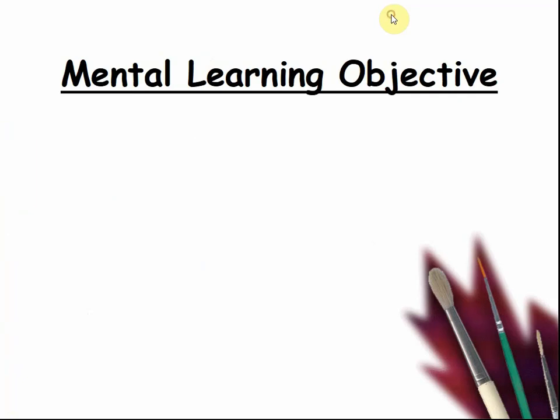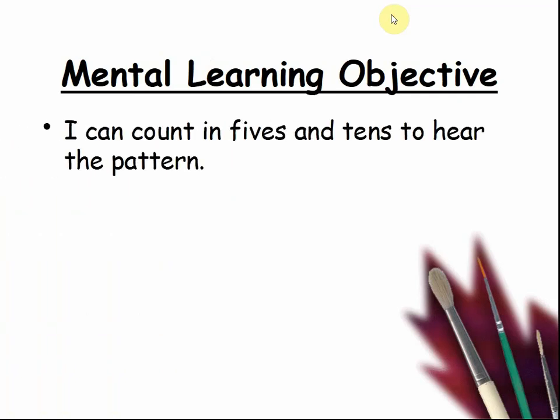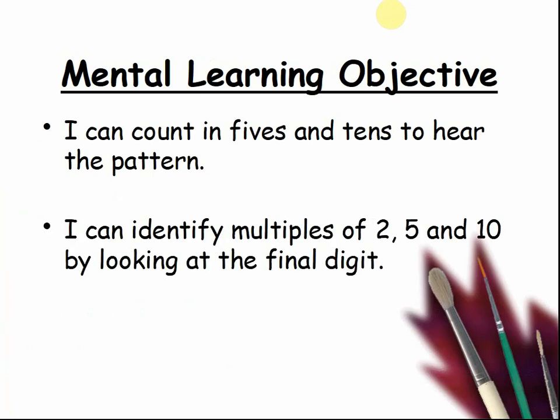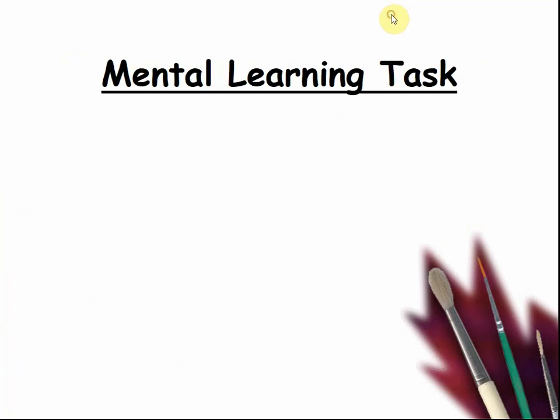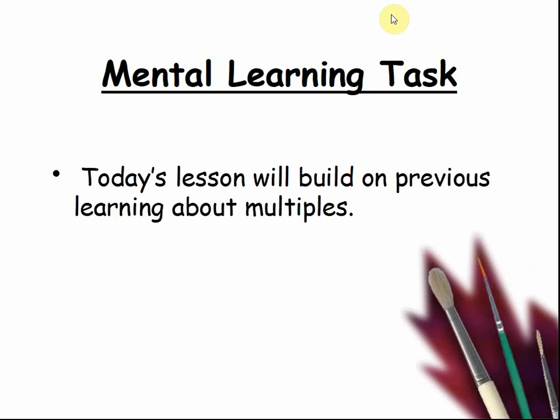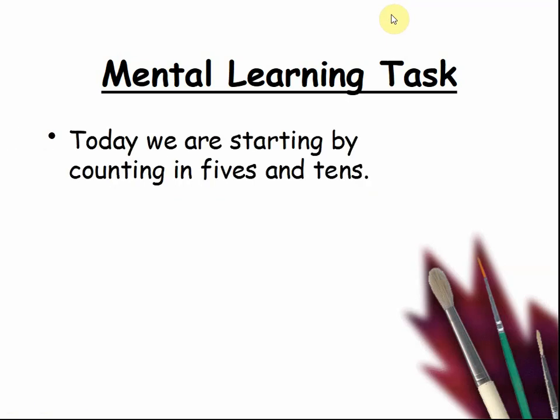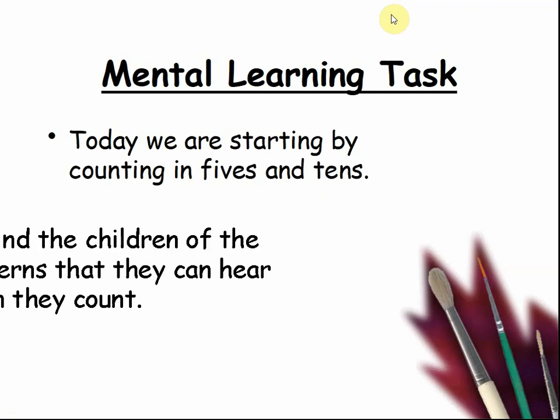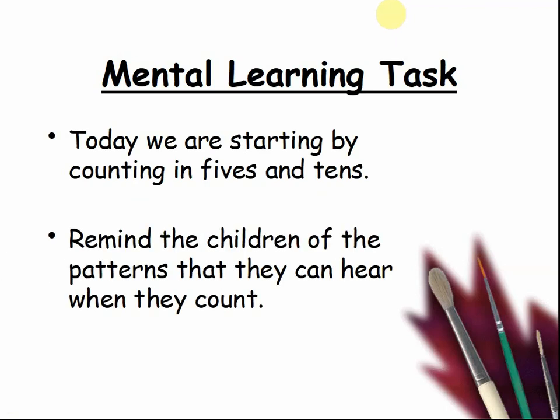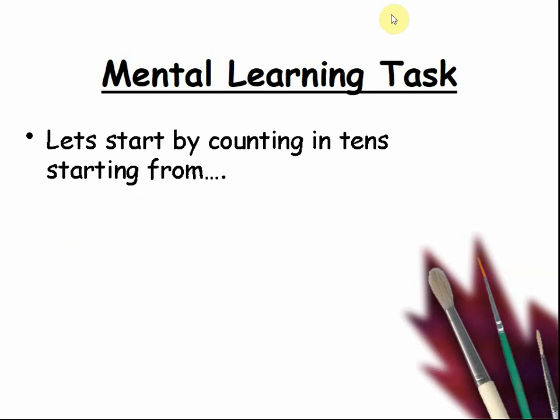Mental learning objective: I can count in 5s and 10s to hear the pattern. I can identify multiples of 2, 5 and 10 by looking at the final digit. The mental learning task. Today's lesson will build on previous learning about multiples. Today we are starting by counting in 5s and 10s. Remind the children of the patterns they can hear when they count.